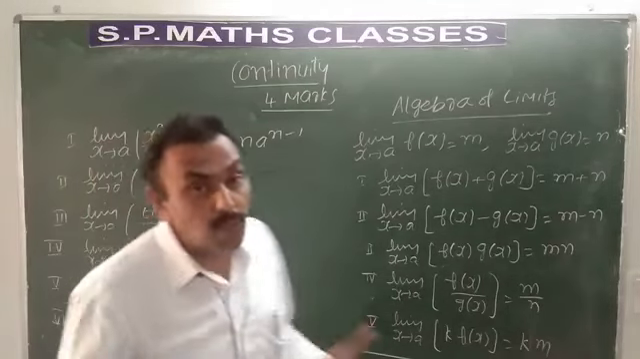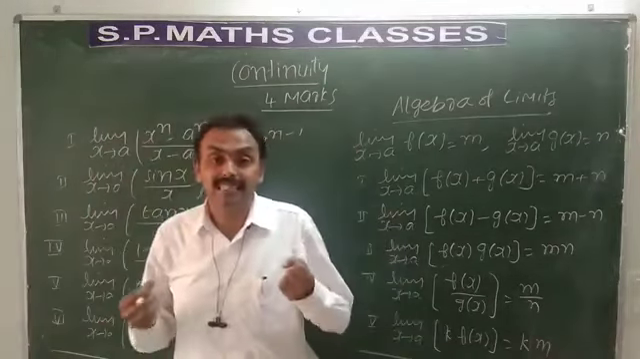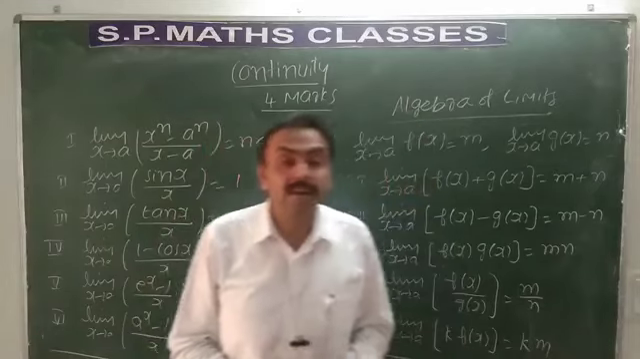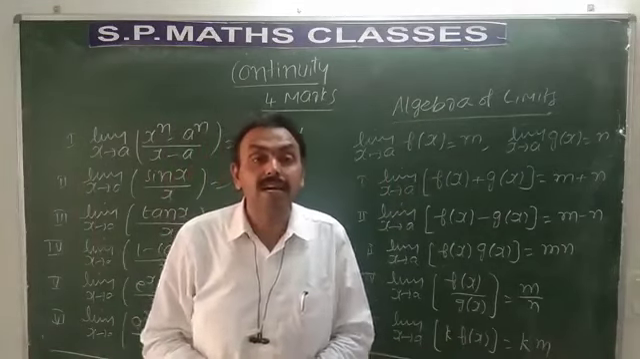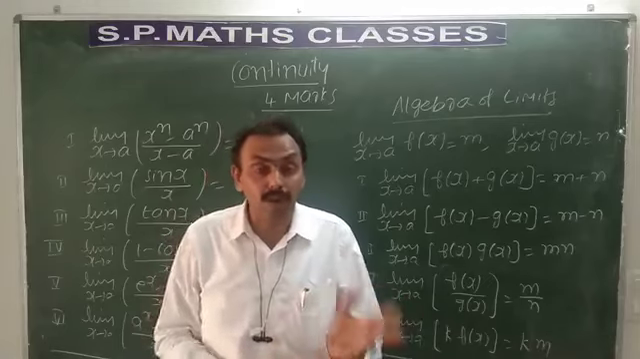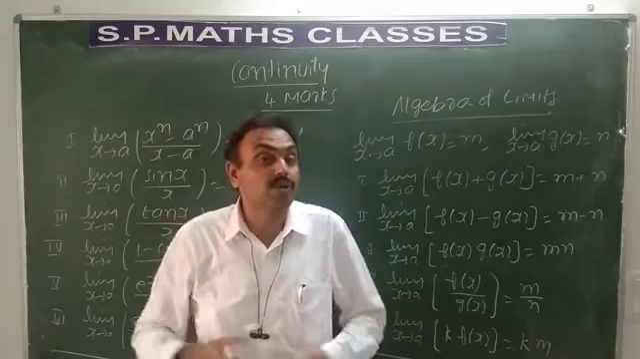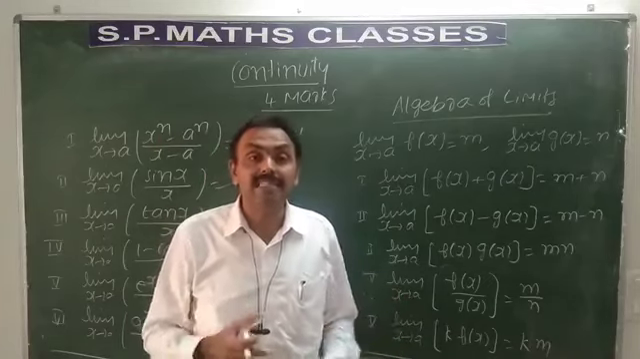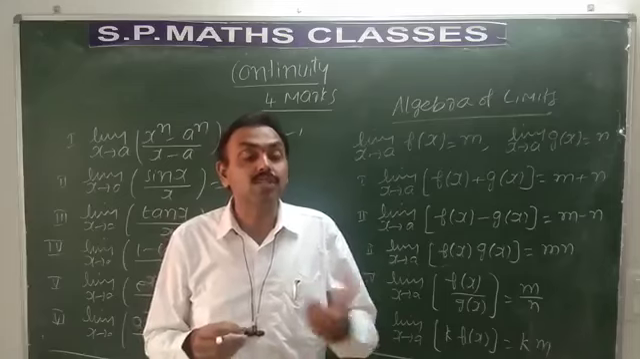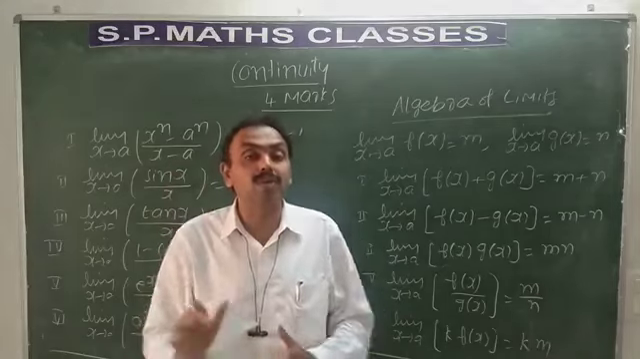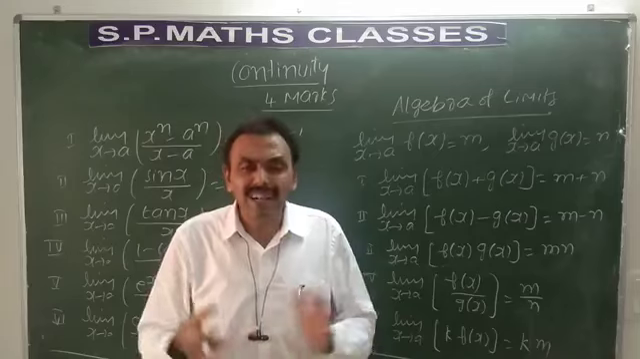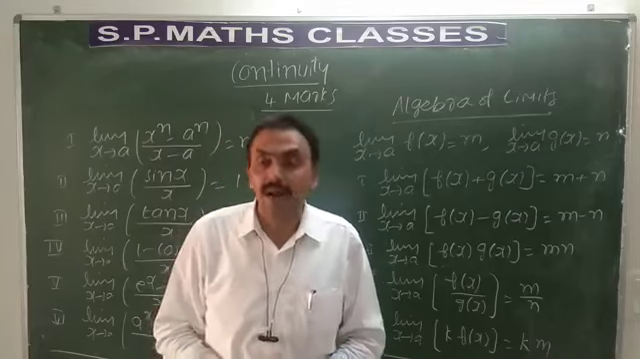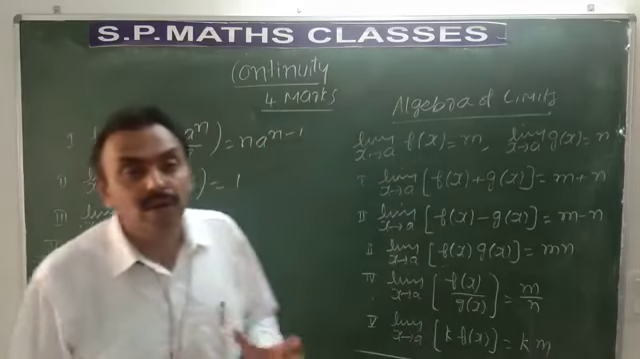Apart from that, we have some more formulae regarding the exponential limits. Limit as x extends to 0, 1 plus x whole power 1 by x is e. Limit as n tends to infinity, 1 plus 1 by n whole power n is equal to e. And limit as n tends to infinity, 1 plus x by n whole power n, that is equal to e power x. All these basic formulae are there, but these 6 formulae we use often.